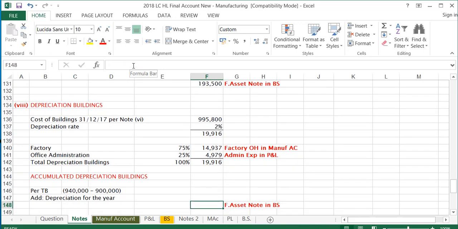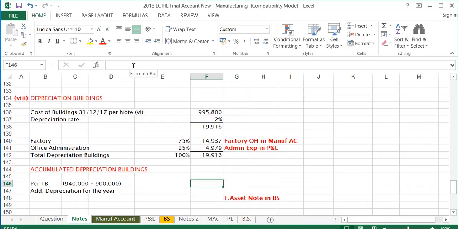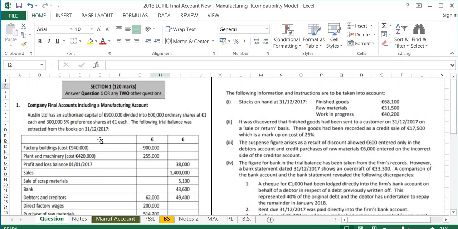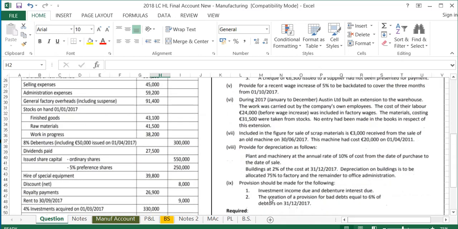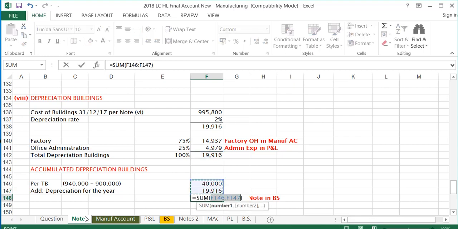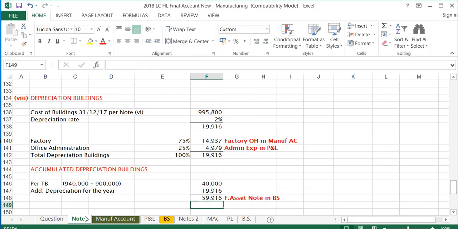I need to do a note on accumulated depreciation of buildings for the balance sheet, so I may as well do that now. Again, I can see from the trial balance that the cost was 940. At the start of the year, they were worth 900, so the depreciation must have been 40,000 up to the start of the year. And I'm going to have to add in this year's depreciation, which we've just worked out to be 19,916, which gives me total accumulated depreciation of buildings of 59,916.